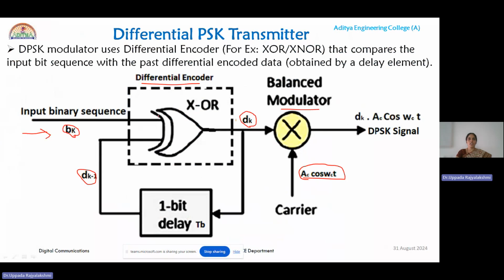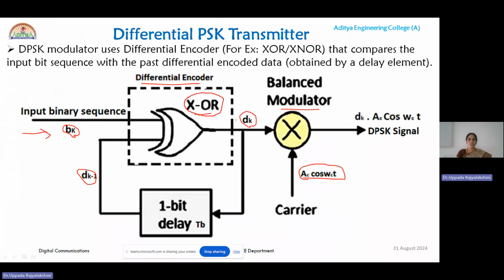For this differential encoder, we can make use of either an XOR gate or an XNOR gate. We know the principle of the XOR gate: if the two inputs are the same, for identical inputs, the output is 0, and for different input data, the output will be 1. So here, if Bk is equal to Dk minus 1, then Dk will be 0. If Bk is not equal to Dk minus 1, then Dk will be 1. And so here you are using an XOR gate.